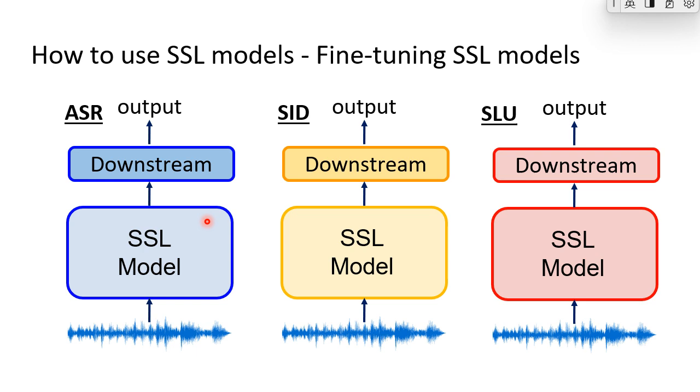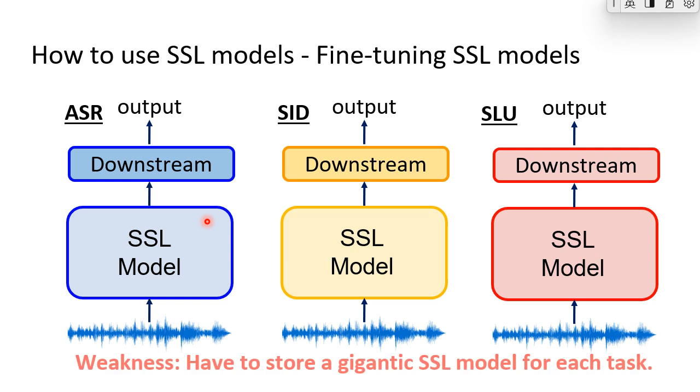The weakness of this approach is if we fine-tune the self-supervised model for each task, then we have to store a new set of parameters for each task. So for each task, we will have a new set of parameters in the self-supervised model. So for each task, we need a large memory to store a whole self-supervised model. And if you have a large number of tasks, this way may be intractable.